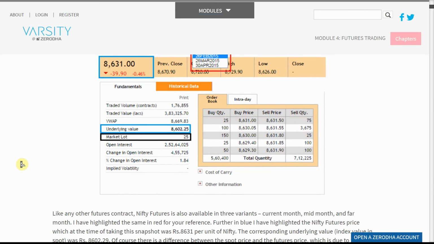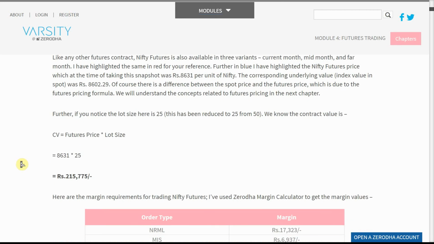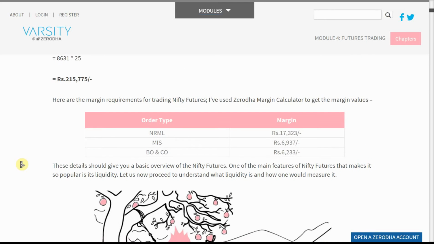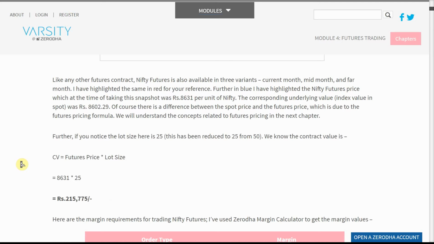The corresponding underlying value, index value in spot, was Rs. 8,602.29. Of course, there is a difference between the spot price and the futures price, which is due to the futures pricing formula. We will understand the concepts related to futures pricing in the next chapter. Further, if you notice, the lot size here is 25. This has been reduced to 25 from 50.